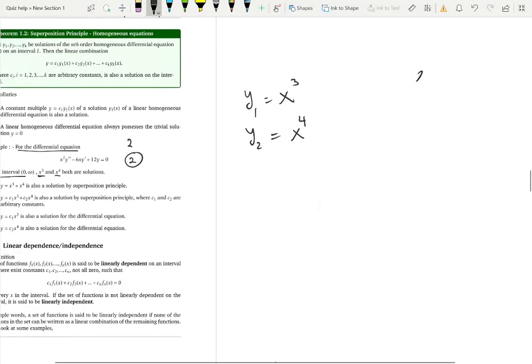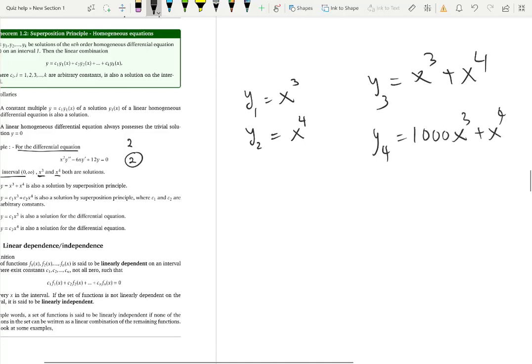What do I mean? So let's add them. X cube plus x to the 4. This is also a solution of the same differential equation. Alright, 1000 times x cube plus x to the 4. This is also a solution of the same differential equation, because you just multiply x cube by a constant and add to x to the 4. Let's construct another one. 2 times x cube minus 4 times x to the 4. This is also a solution of the same differential equation. Right? Very interesting, right? Well, you can find infinitely many solutions right here.